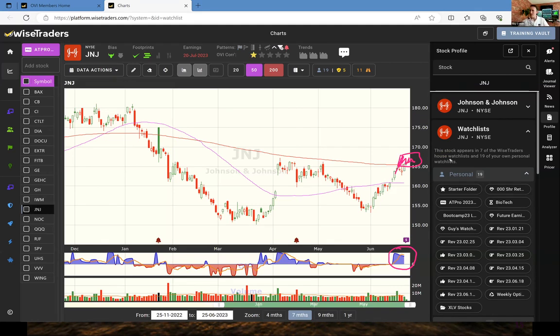I've been watching that one for quite some time as well, or since last weekend at least, and it looks potentially interesting. Don't go in there just yet. Let it play out. Let it make a consolidation.